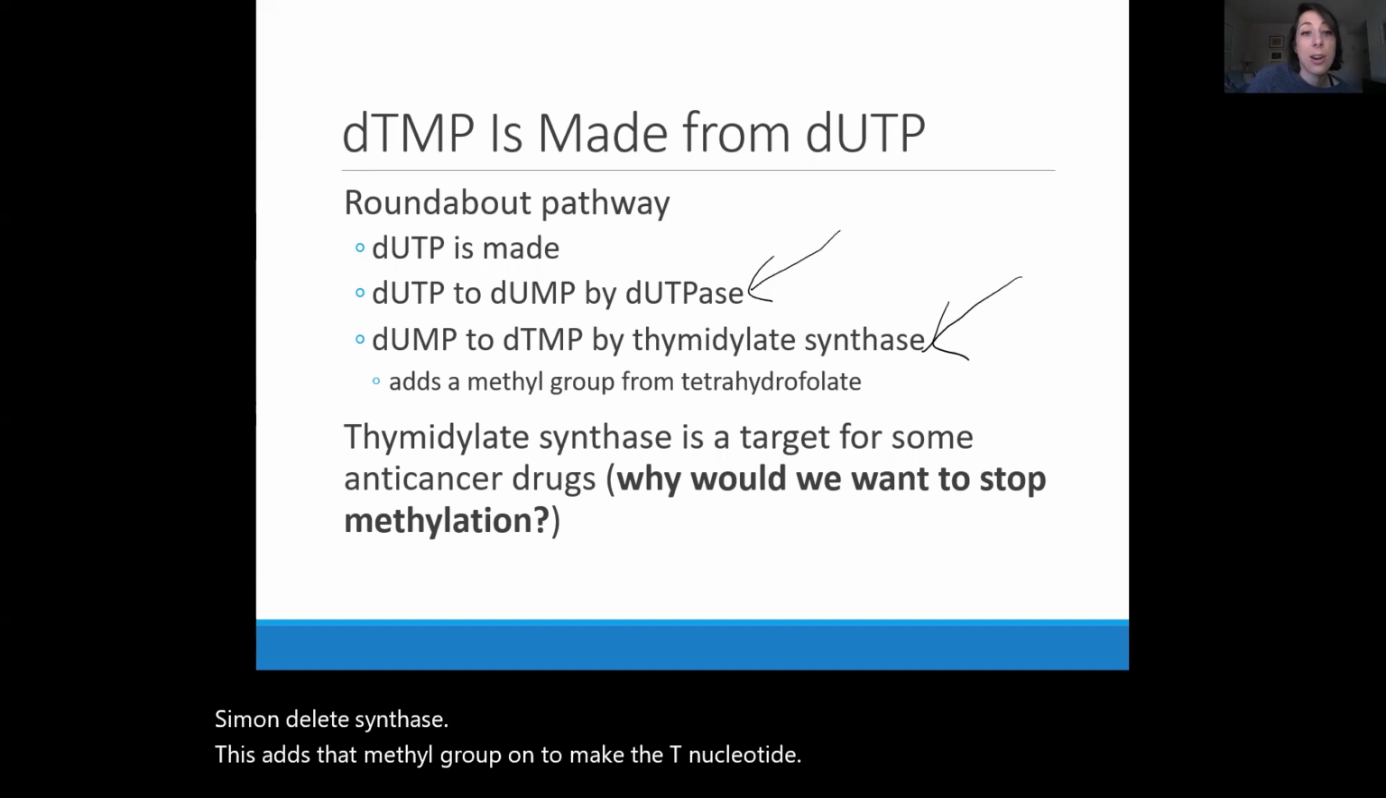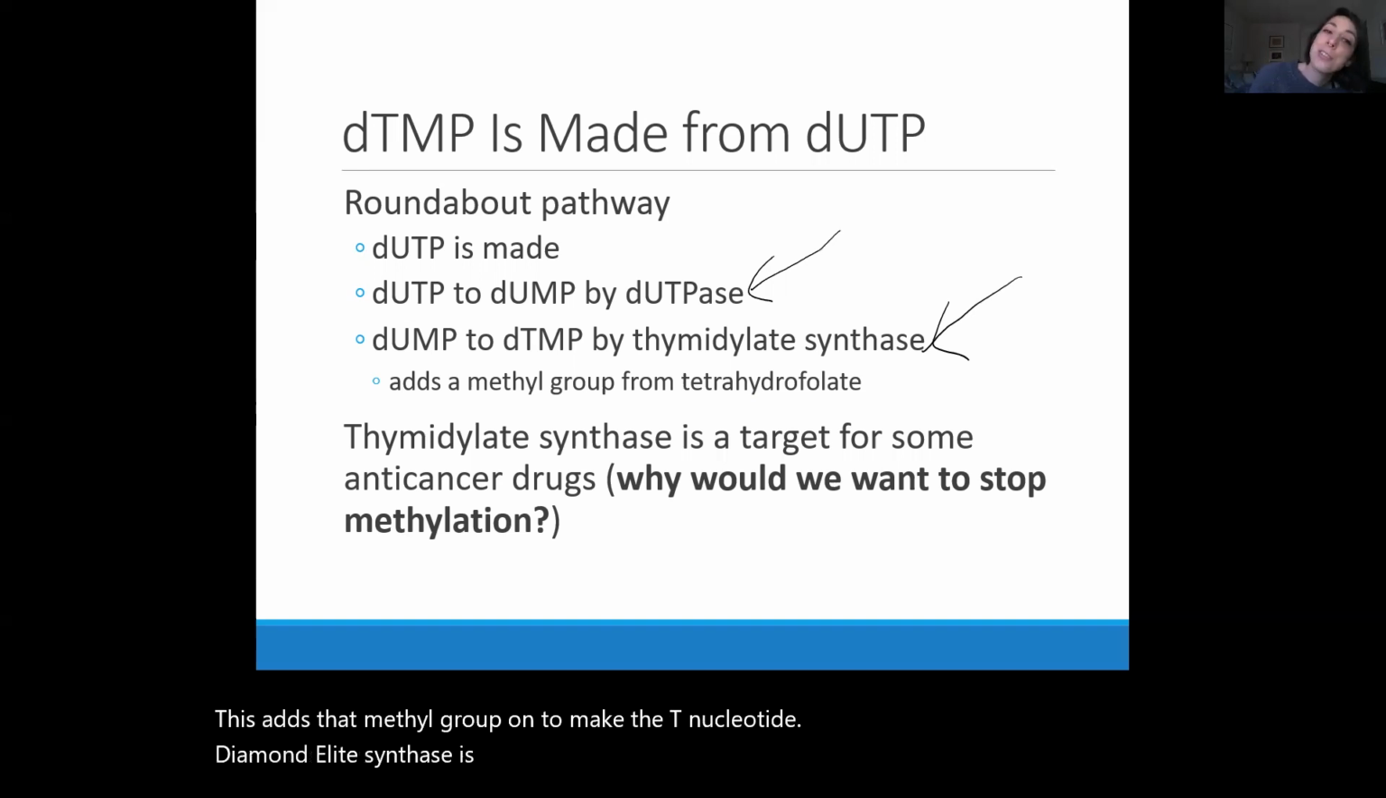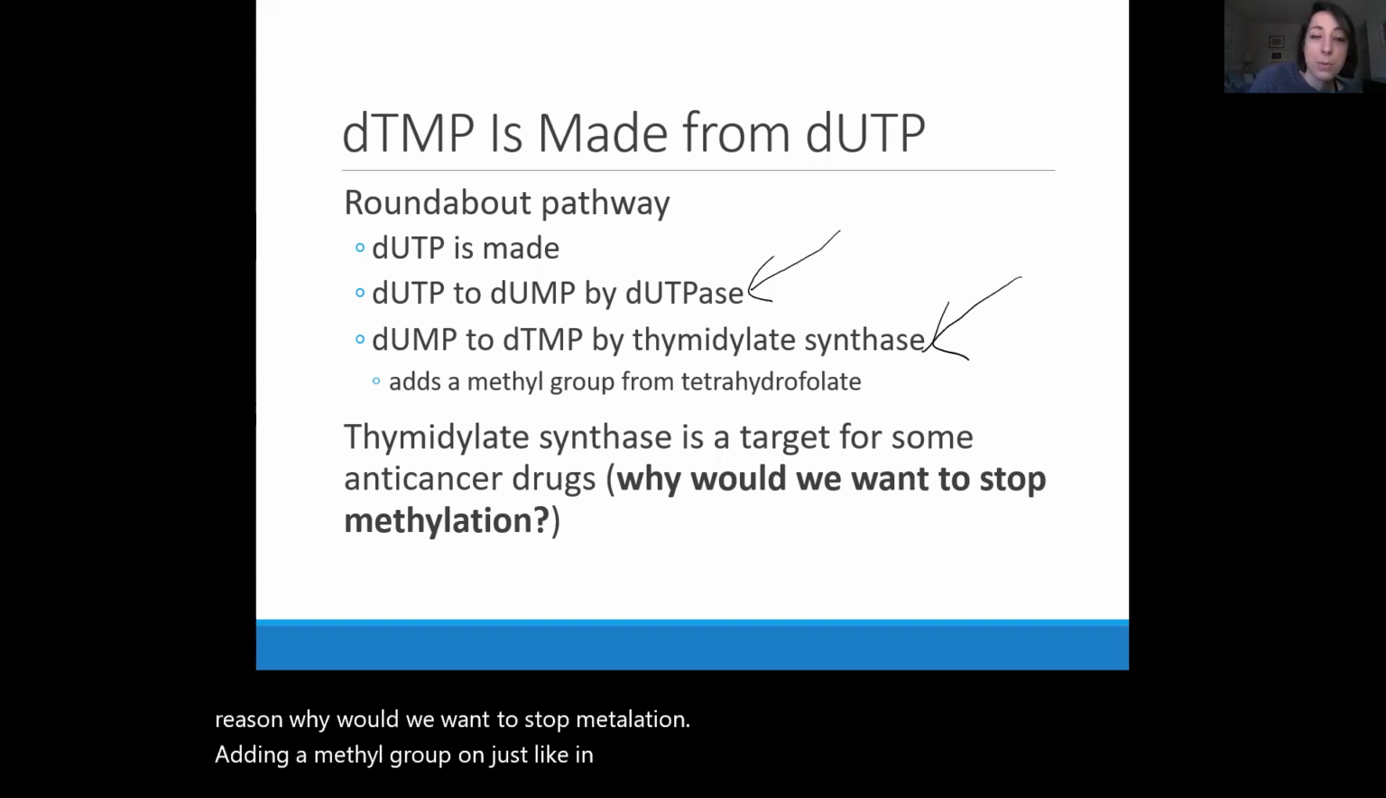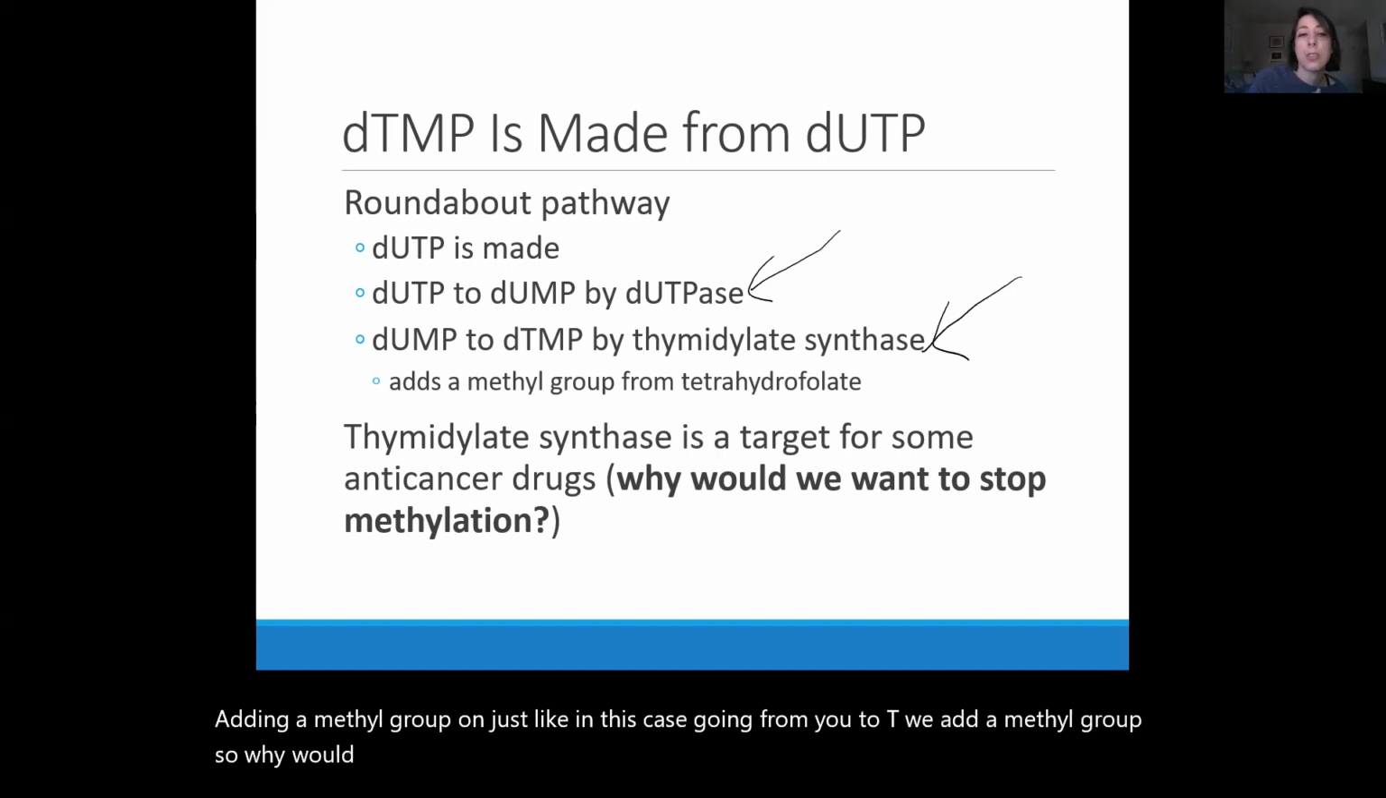Thymidylate synthase is a target for some anti-cancer drugs, and this is for a very specific reason. Why would we want to stop methylation, adding a methyl group on, just like in this case, going from U to T, where we add a methyl group? So why would you want to stop methylation in general in cancer drugs? It's a question I'm posing to you to think about.